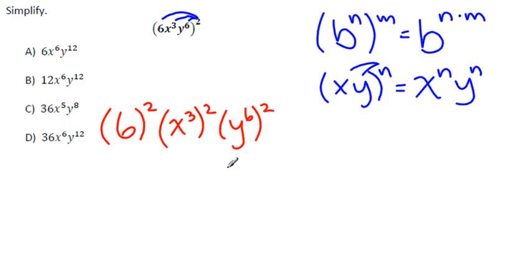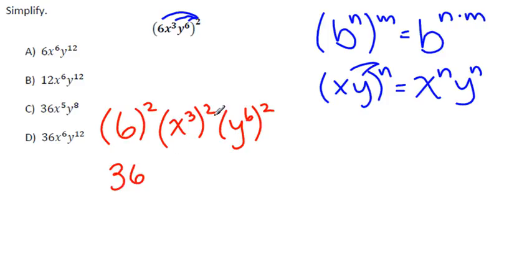And now we're going to use this rule here that says that if I have a power being raised to another power, we multiply those powers. So here we can think of the power of 6 as a 1, since there's no power there. It's an imaginary 1. So think of that as 6 to the 1 times 2, which is really just 6 to the second, and 6 to the second we know is 36.